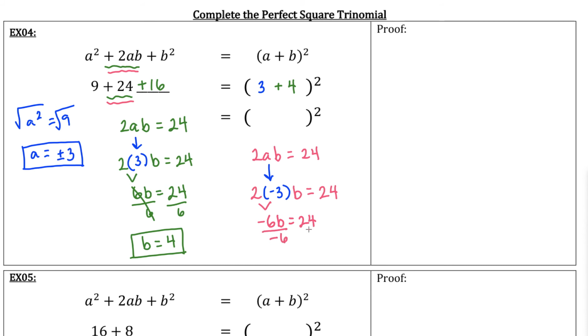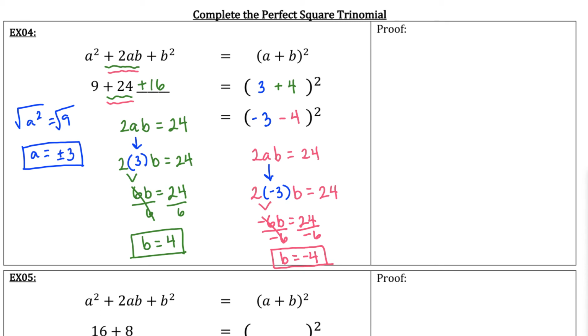Divide by negative 6, and I have b equals negative 4. So if a is negative 3, then b has to be negative 4. So it will say negative 3 minus 4.